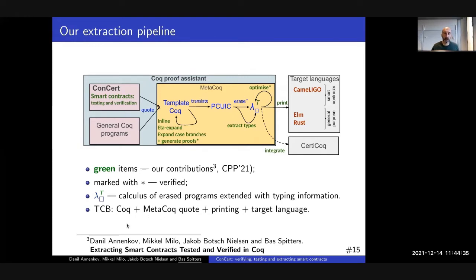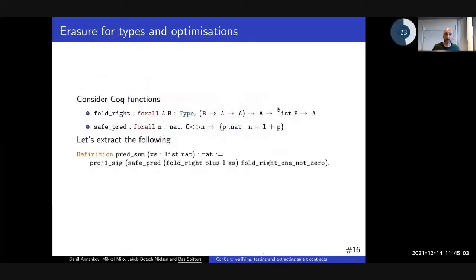So the trusted code base, as you can see, is Coq, the MetaCoq quoting that we have here, and then the printing and the integration with the target language. CameLIGO, for instance, has not been verified yet, but the printing that we do here is very simple. So you can inspect it by hand, and then you can see that it's very likely that there are no bugs there.